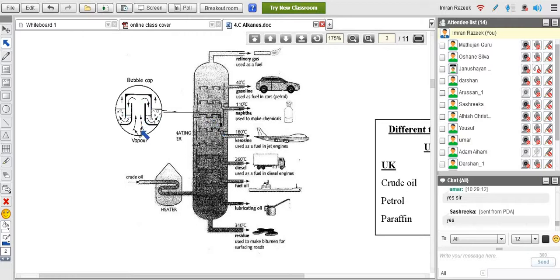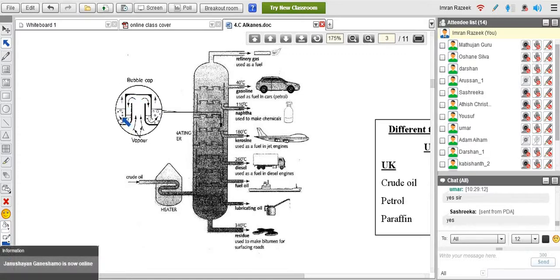Now, the crude oil is heated, so the hot vapors go right up, and when they knock against the roof of the bubble cap, they lose their kinetic energy. As they lose their kinetic energy, they reform the intermolecular attractions and move on to the liquid state.